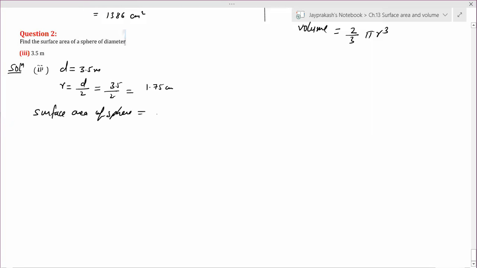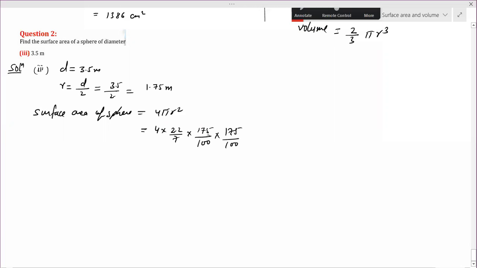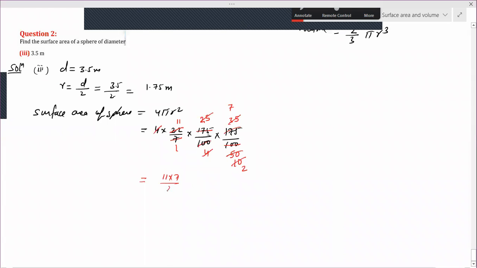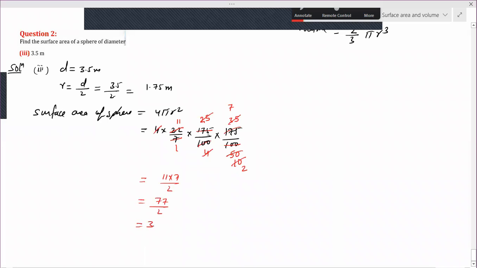Now find the surface area, which is equal to 4 pi r square. The radius is in meter, so now substitute the value: 4 into 22 by 7 and 1.75 times 1.75, removing the decimal. So we have remaining numbers 11 into 7 by 2. So 77 by 2, so 2 threes are 6, 2 eights are 16.5 meter square.